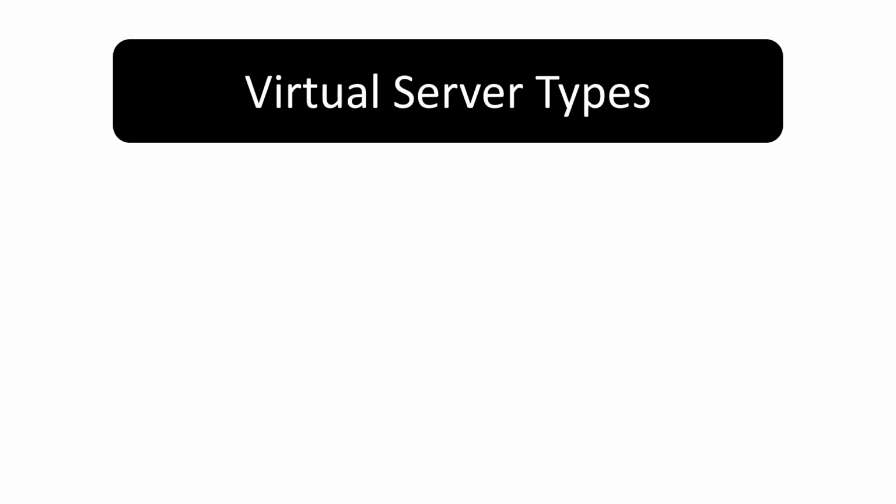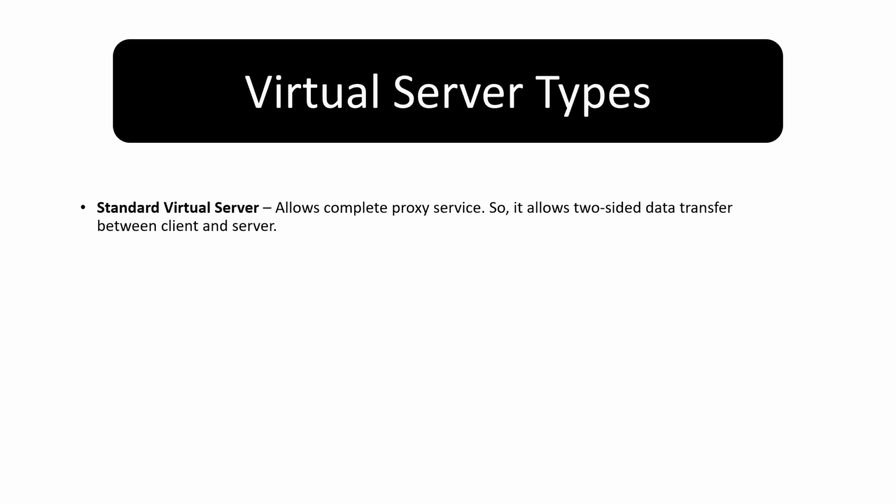Okay, so the first type of virtual server is the standard virtual server. This is the most common type of virtual server on F5. It allows the complete proxy service that we just discussed earlier, and allows two-sided data transfer between the client and the server. F5 suggests that you use a standard virtual server under specific conditions. For example, you can use a standard virtual server if you want extra DDoS protection, or maybe you want your BIG-IP LTM to do protocol application.